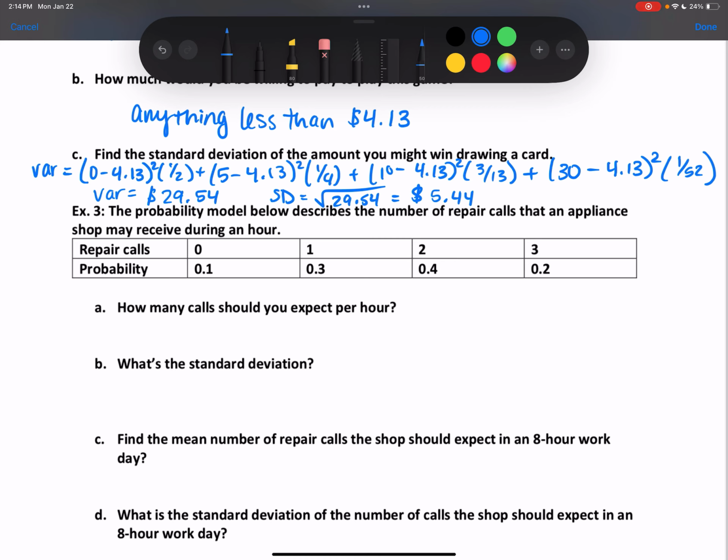Okay. All right, so the probability model below describes the number of repair calls an appliance shop may receive during an hour. So there are a number of calls, and there's a probability of that. So the repair calls is your payout, and then this is your probability. So how many calls should you expect per hour? So E of X, 0 times 0.1, plus 1 times 0.3, plus 2 times 0.4, plus 3 times 0.2.